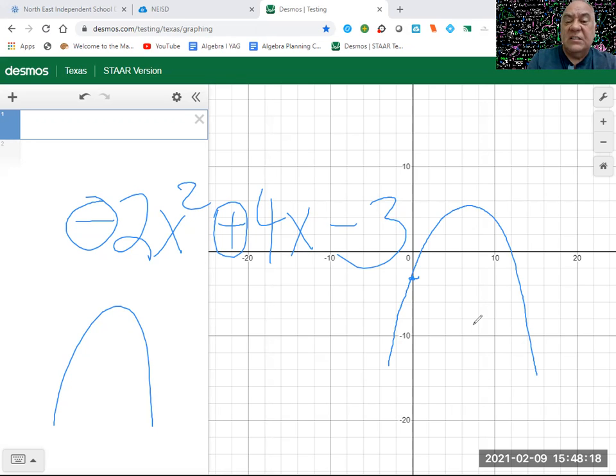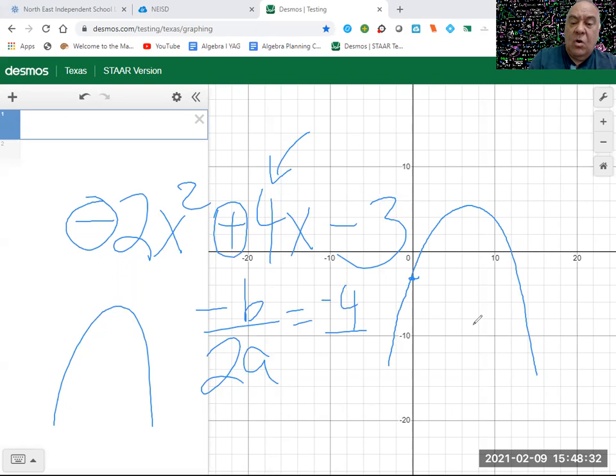Like if I do the axis of symmetry, which you learned in a previous video, minus b over 2a. B is 4, so minus 4 over 2 times a, and a is -2, so it's 2 times -2. So it's -4 over -4, okay, which is 1. So the axis of symmetry is 1, which is like right there. So I really misdrew this particular curve here.